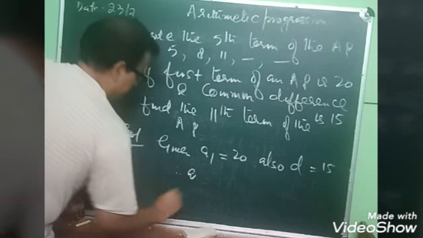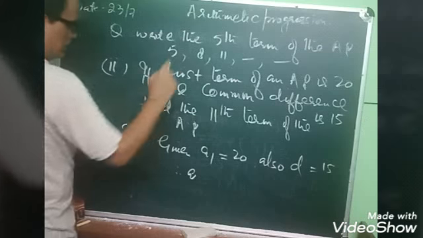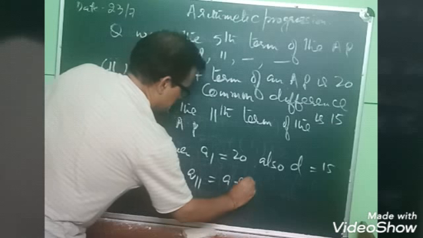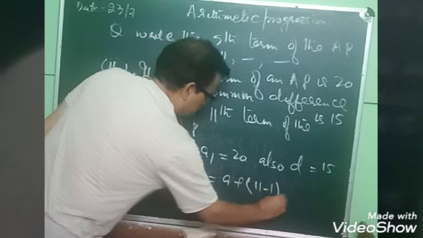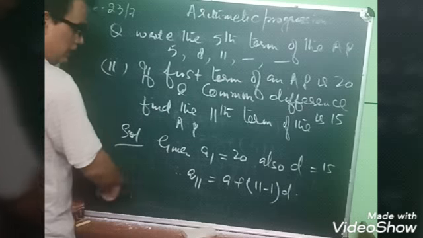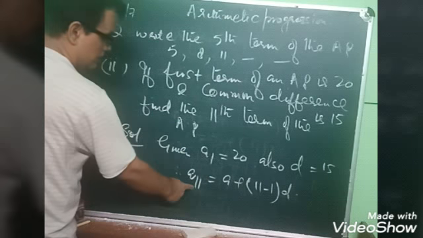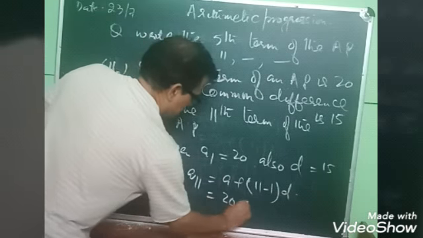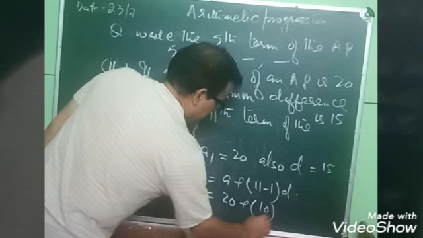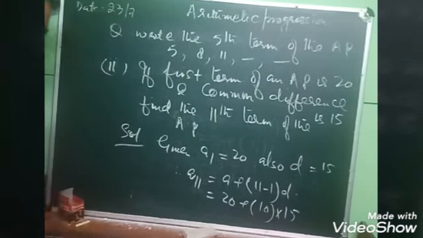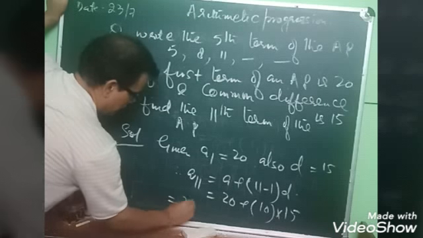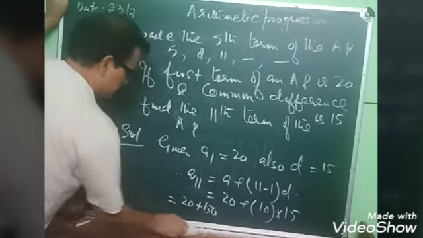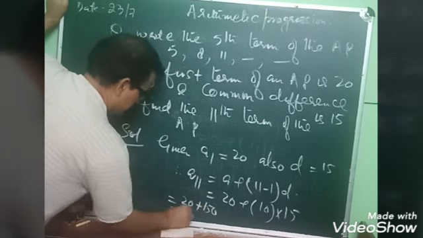Therefore the 11th term, that is a11, we have to find out. It is equal to a plus 11 minus 1 into d, as an is equal to a plus n minus 1 into d, and instead of n we have 11. So this is equal to a, the first term, that is 20, plus 11 minus 1 is 10, into the difference 15. So that is equal to 20 plus 10 times 15 is 150. This is equal to 170.